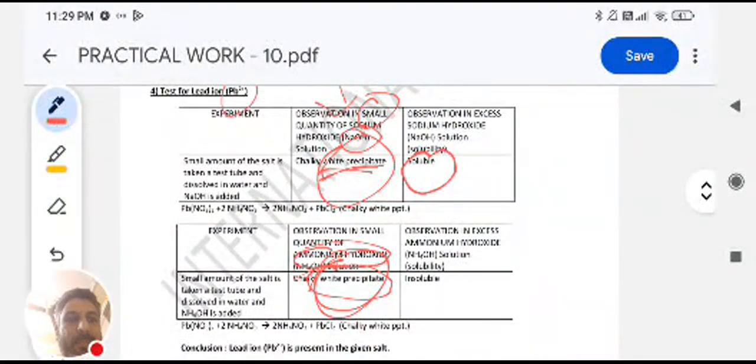So this is how we can identify the presence of cations present in the given salt solutions. For ferrous and ferric, you just need to remember the color. For ferrous, it is dirty green, and for ferric, it is reddish brown precipitate. Then for lead ion, in both cases, you will get a white or chalky white precipitate, and this lead white precipitate is soluble in excess sodium hydroxide but remains insoluble in ammonium hydroxide.